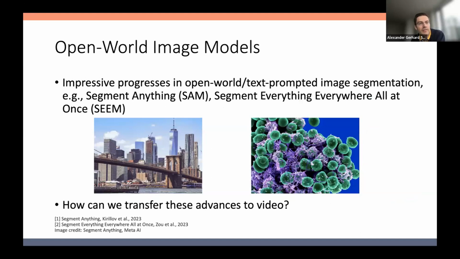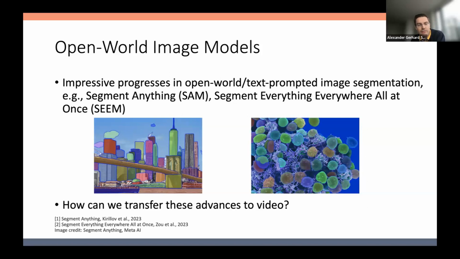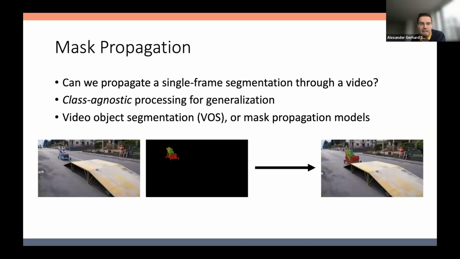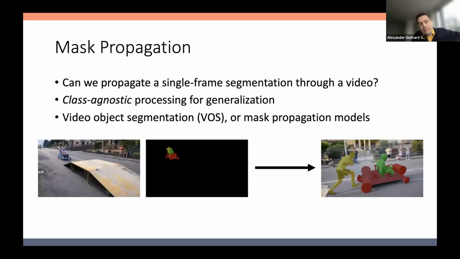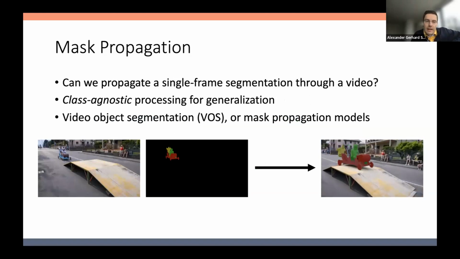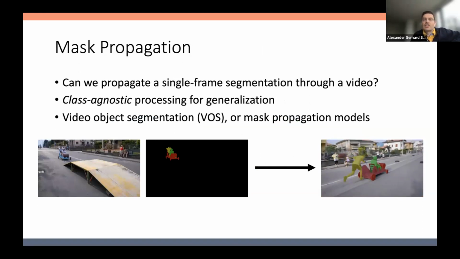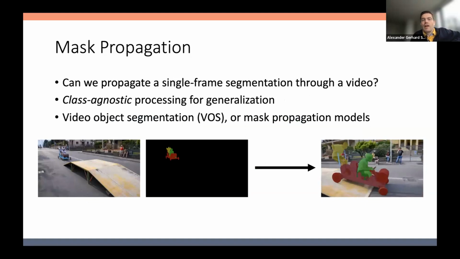Yet people have shown remarkable progress with open world image models. I'm sure many people are familiar with the Segment Anything Model or the Segment Everything Everywhere All at Once paper. And the question really is, how can we take these success cases that people have demonstrated and transfer these advances to the video domain? That's something that we're particularly excited about. And one thing one might come up with is essentially a mask propagation type framework, right? Can we propagate a single frame segmentation through an entire video?